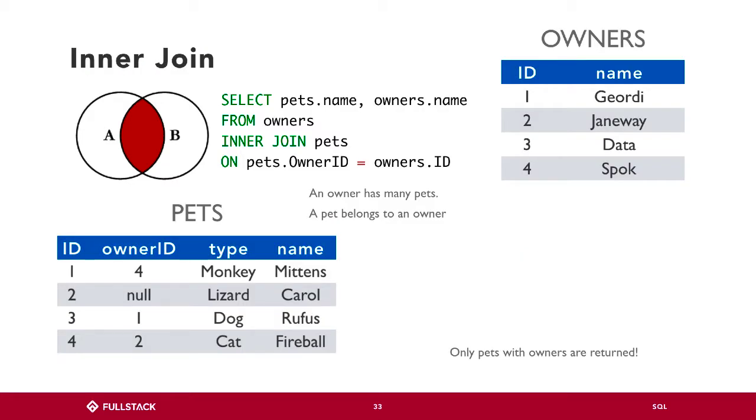So here's an example of two different tables. If we look at this data, we can see that in our pets table, all of our pets have owners, except our lizard, Carol, who doesn't have an owner. And we can also see that each of our owners has a pet, except for one. We have no owner ID for 3 inside this table.